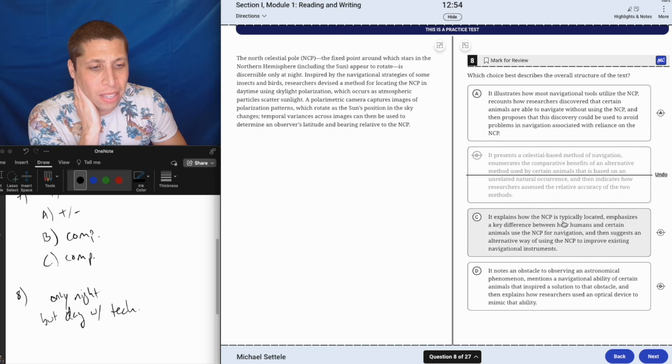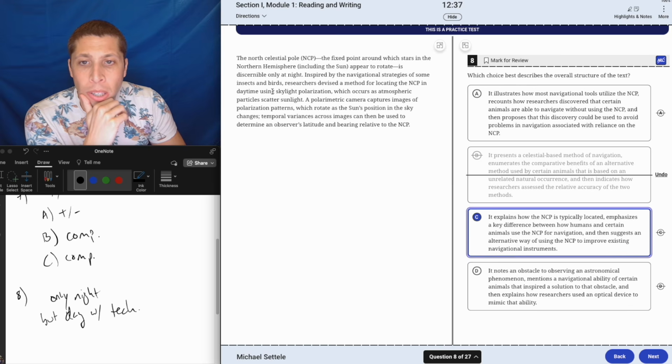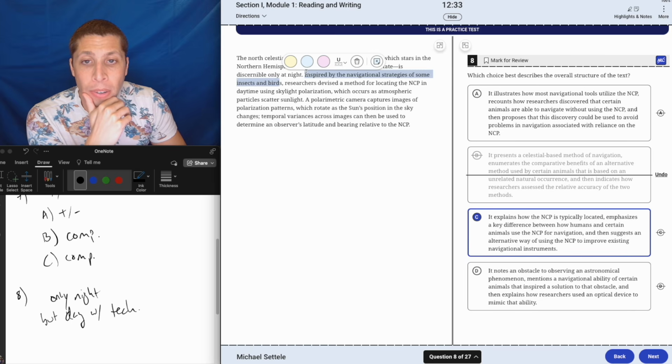It explains how the NCP is typically located, emphasizes a key difference between how humans and certain animals use the NCP for navigation, and then suggests an alternative way of using the NCP to improve existing. Yeah, okay. Key difference. The key difference being that animals do it during the day, right? Inspired by these strategies, right? We use it at night.